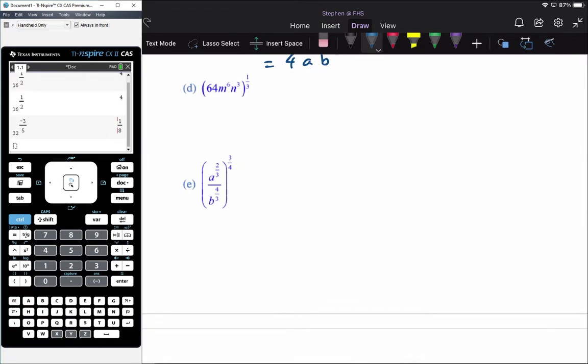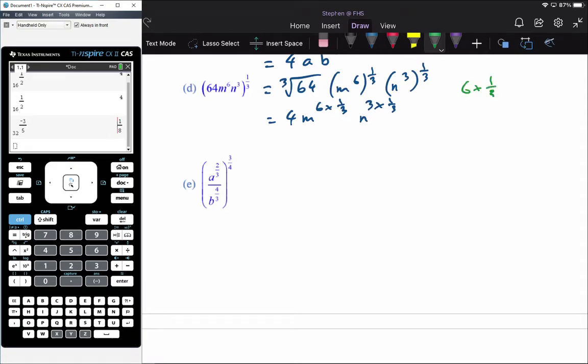So part D, 64 m to the 6 n cubed, and all raised to the 1/3. So this one is the cube root of 64. Let's fix that up a little bit. That 6 can be a bit better. There we go. And then we have m to the 6 to the power of 1/3, and then n cubed again to the power of 1/3, as shown. So the cube root of 64, well, that's just 4, and then we have m 6 times 1/3, and then n 3 times 1/3. Let's do a calculation on the side.